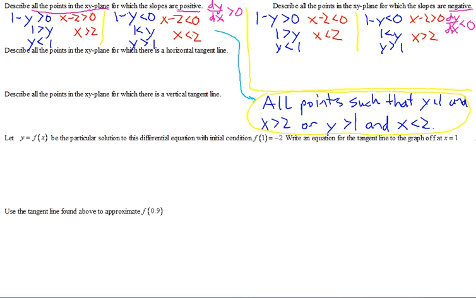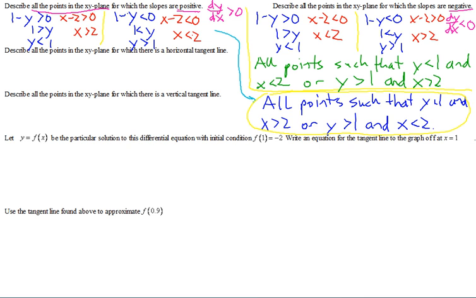So here we've got a couple possibilities. You could say all points such that one possibility is y is less than 1 and x is less than 2. Or the other possibility is that y is greater than 1 and x is greater than 2.